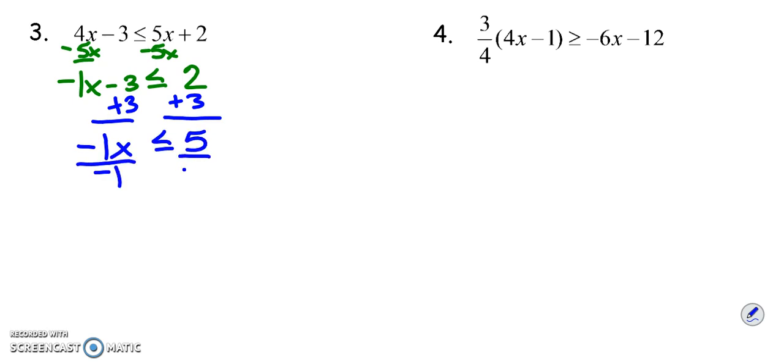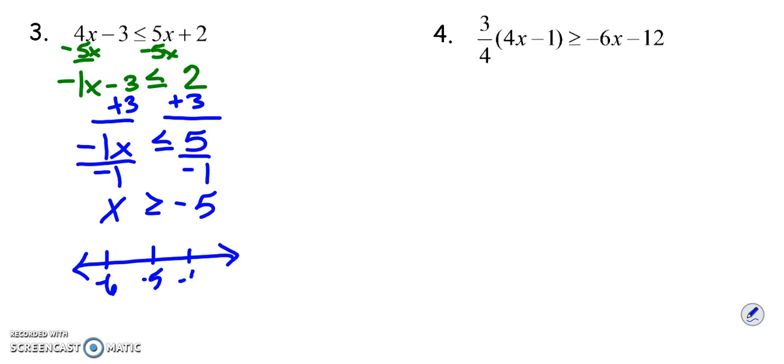And then our last step is to divide by negative 1. So that's going to flip our inequality symbol around. So x is now greater than or equal to negative 5. So we have negative 6, negative 5, and negative 4 on our number line. We have a greater than or equal to, so we're going to fill in that circle too because it includes the or equal to. And we're going to shade to the right.